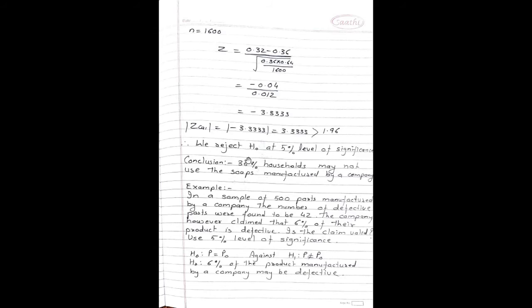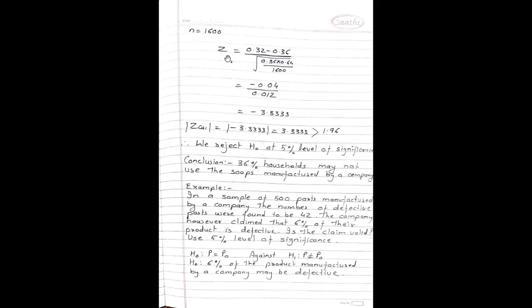P0 is the claimed proportion. They are claiming for 36%. So P0 is equal to 0.36. Q0 is nothing but 1 minus P0. That can be calculated as 1 minus 0.36. So the answer is 0.64. See the calculations, and we know that N is equal to 1600.